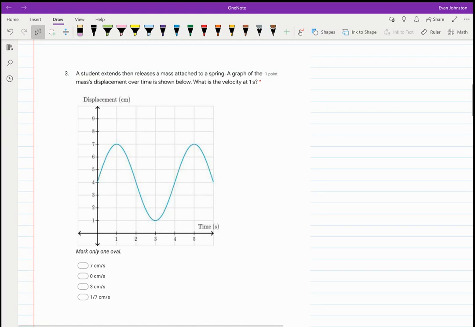So we have a graph of the displacement of a mass over time. It's a mass attached to a spring. What's the velocity at 1 second? Well, looking at this, the displacement is x, and time is t.